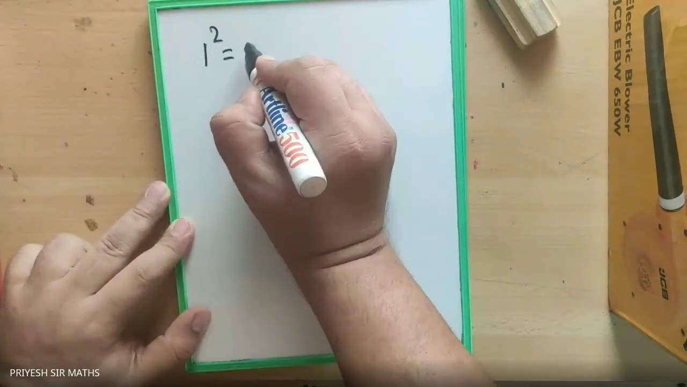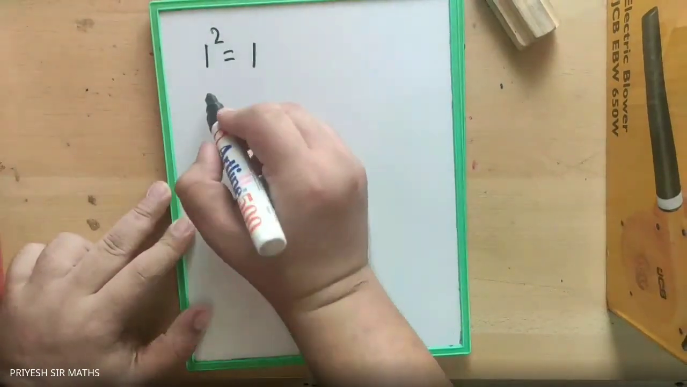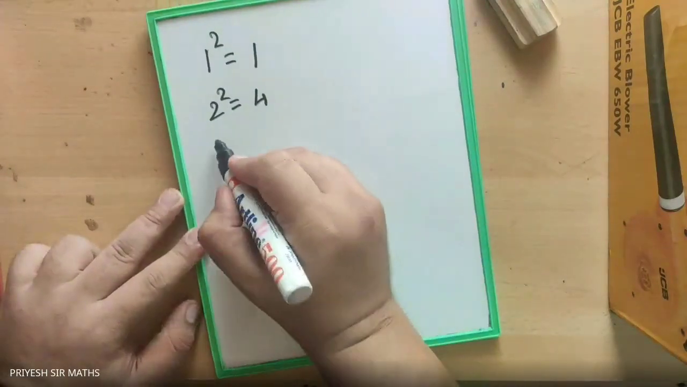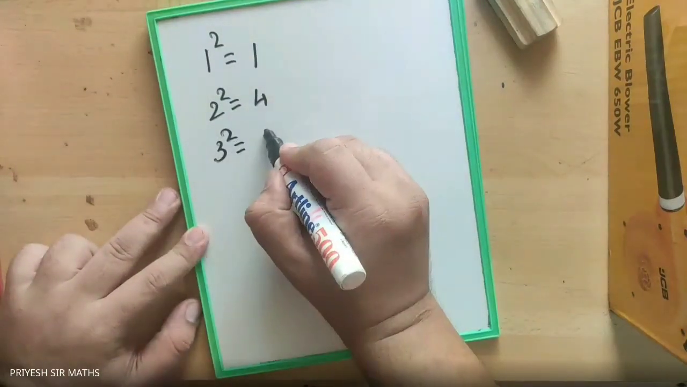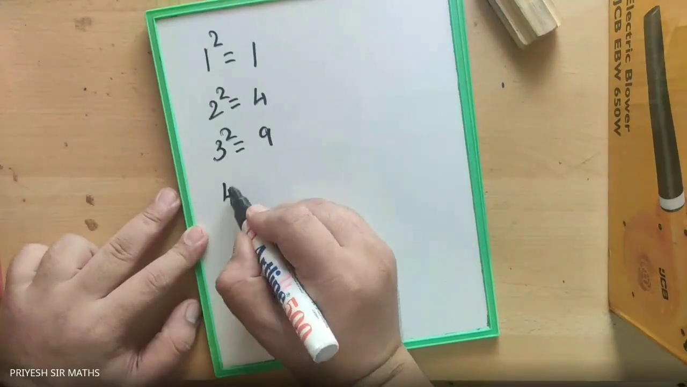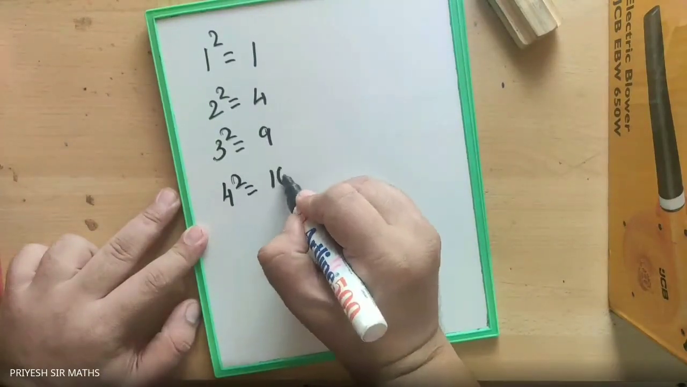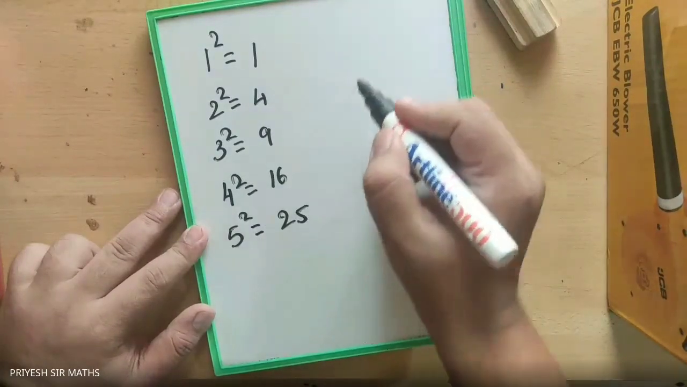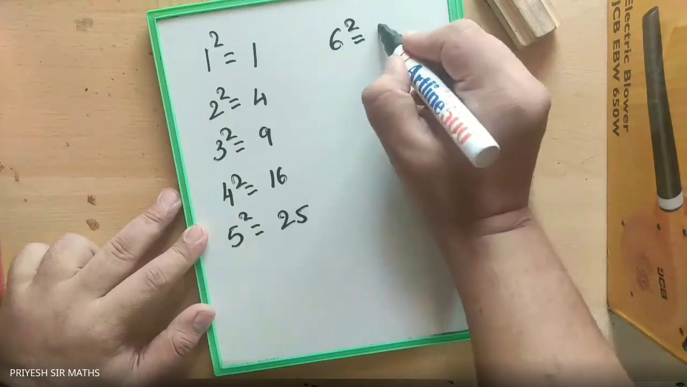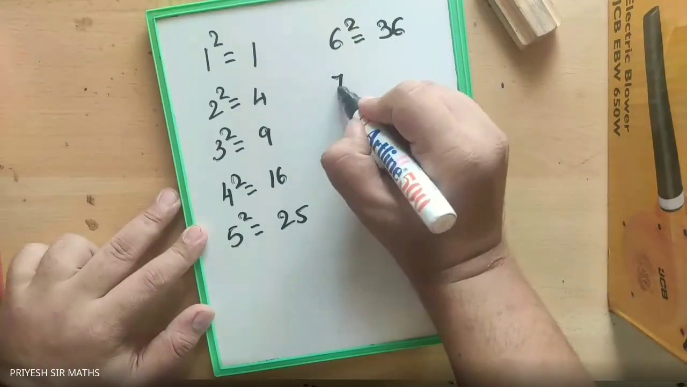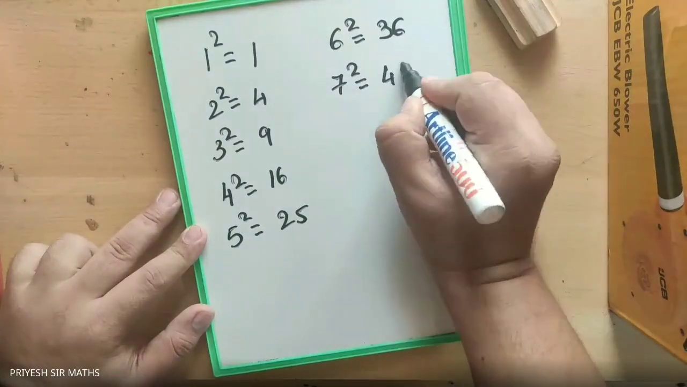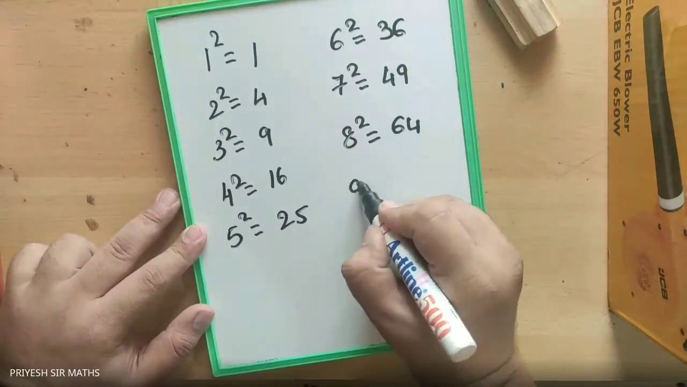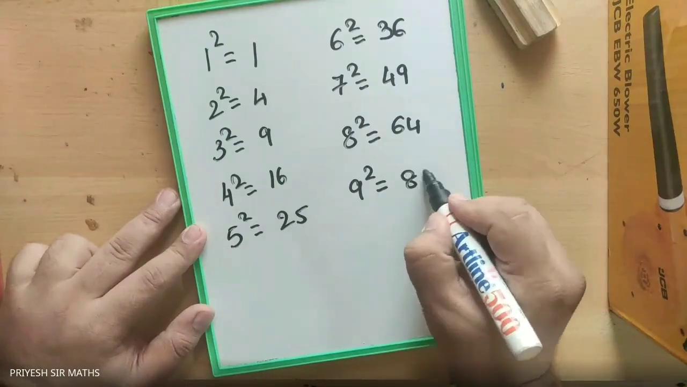1 square is equal to 1. 2 square is equal to 4. 3 square is equal to 9. 4 square is equal to 16. 5 square is equal to 25. 6 square is equal to 36. 7 square is equal to 49. 8 square is equal to 64. 9 square is equal to 81.